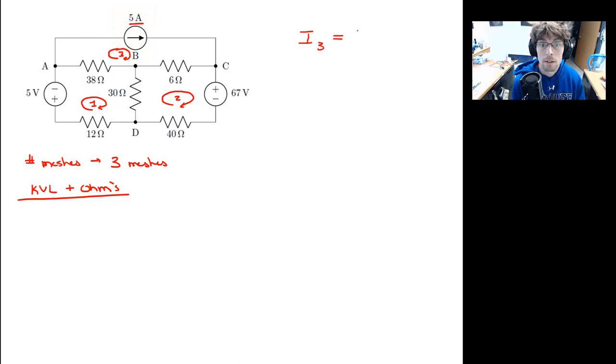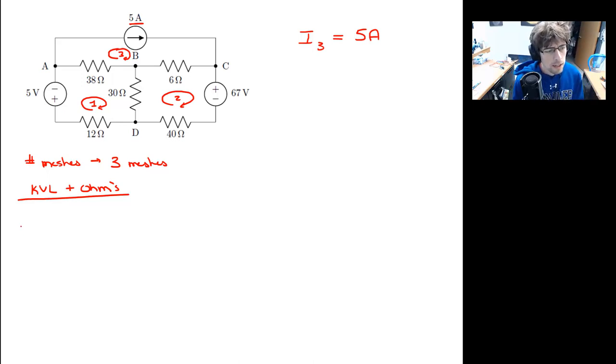5 amps. Because this branch is on the outside of the circuit, it's not shared between two adjacent meshes, you can immediately state that the mesh current for I3 is 5 amps. It's the only thing it can possibly be. So that's always nice. It's always good to take advantage of that.